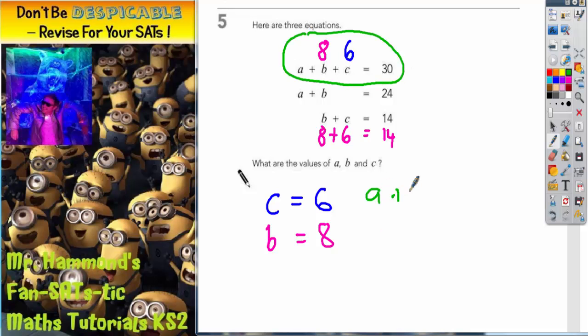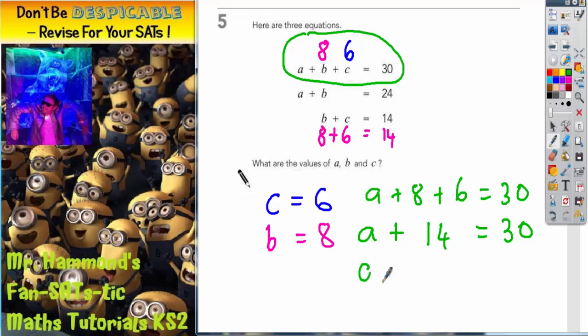So a plus 8 plus 6 equals 30. If we simplify this a bit further, see what 8 and 6 make. 8 and 6 make 14, so this is like saying a plus 14 equals 30. A has got to be the difference that gets 14 up to 30. So if you subtract 14 from 30, you're going to get 16. So a has to be worth 16 because 16 add 14 makes 30. And there you have your three answers.